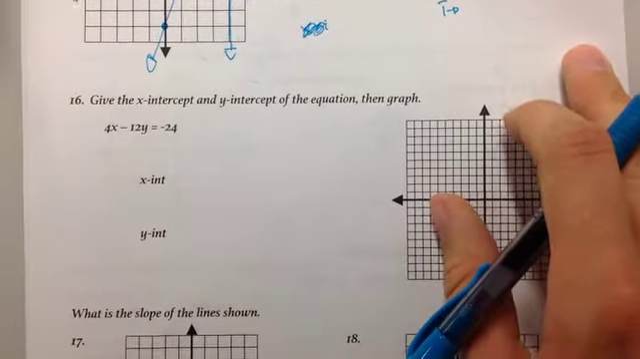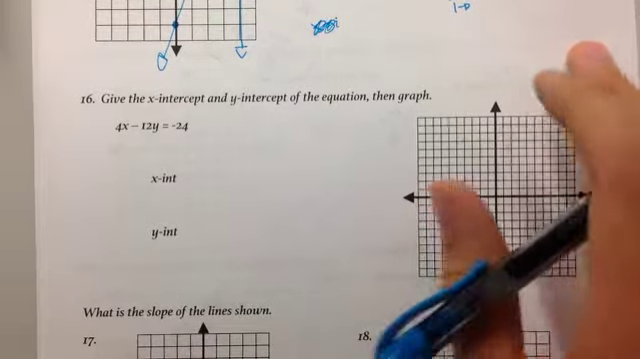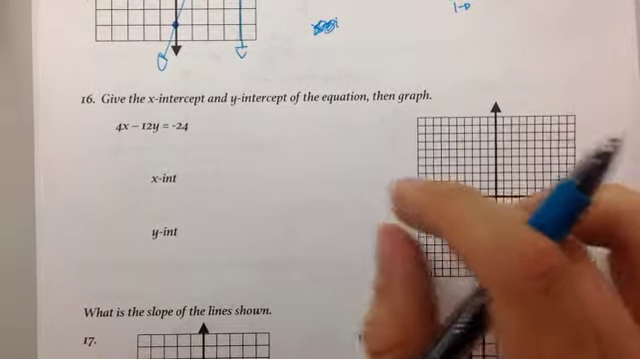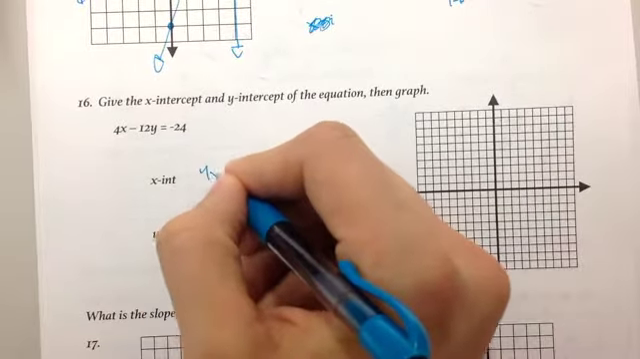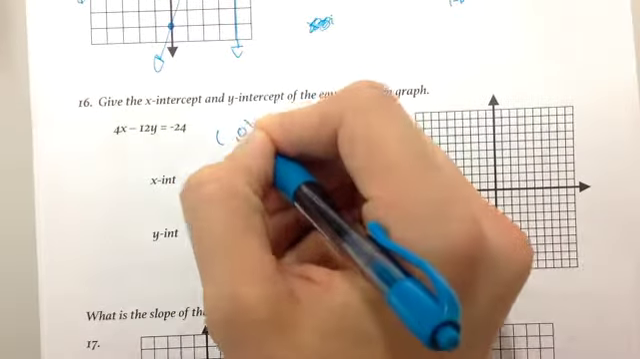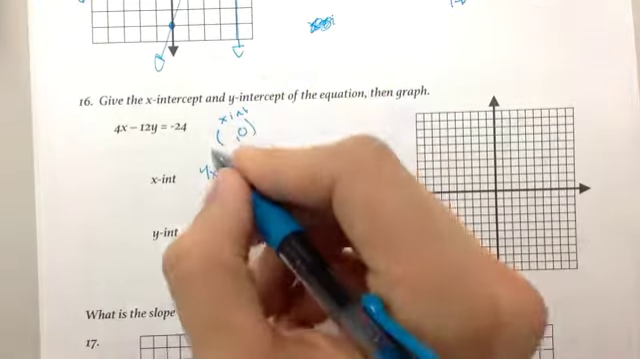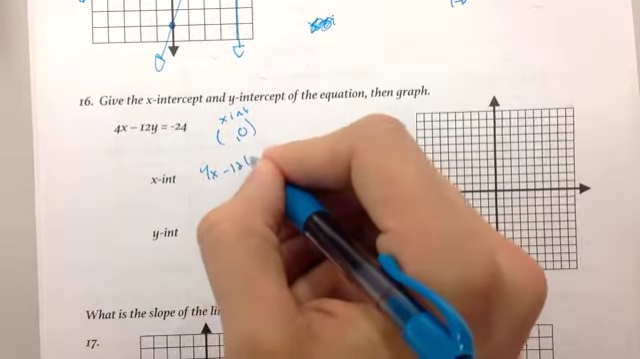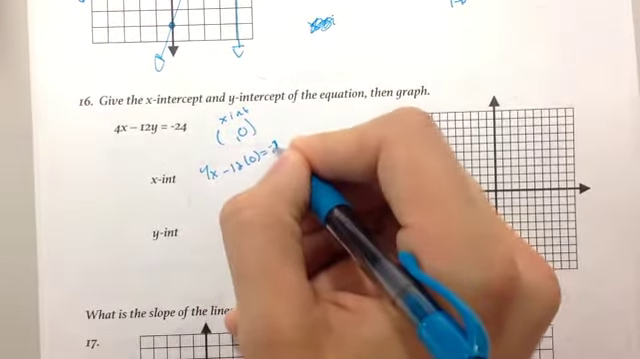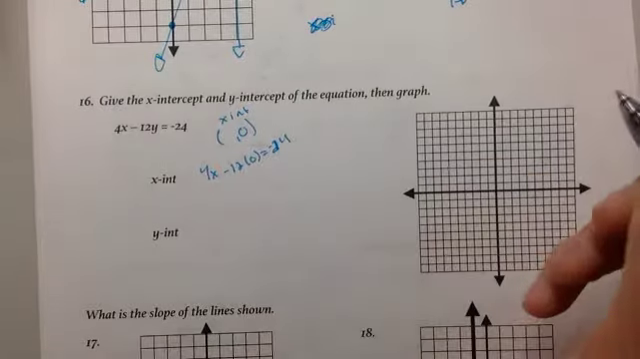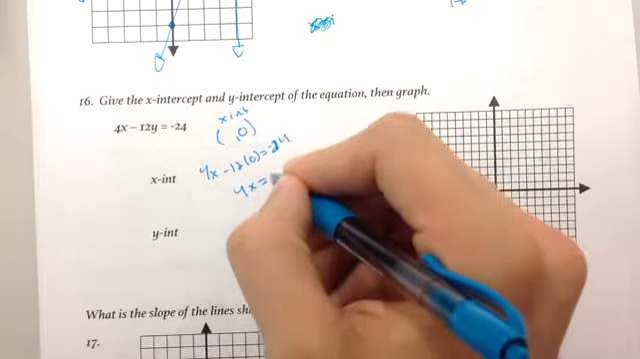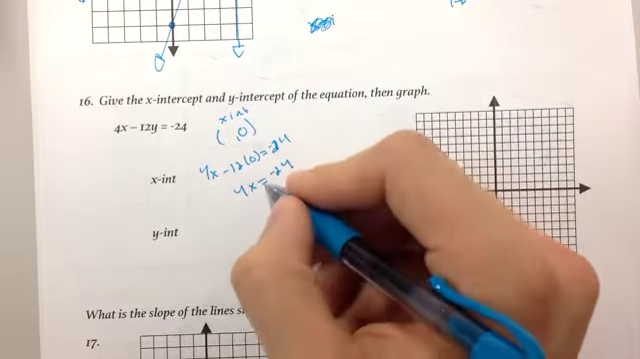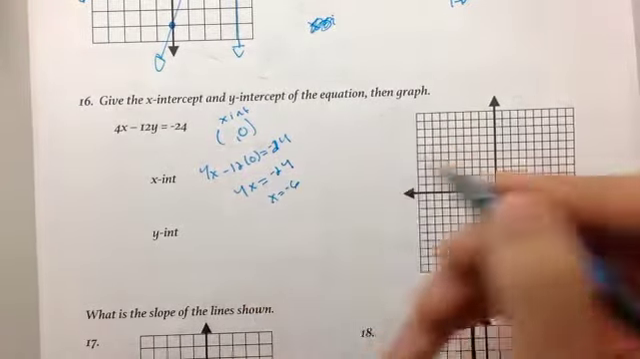Graphing using x and y intercepts. X-intercept. We're going to put a 0 in for y. I have 4x. I know at my x-intercept my y value is 0. So I have 4x minus 12 times 0 is equal to negative 24. So just finding out what x would be when y is 0. I have 4x is equal to negative 24. Divide the 4 off, x is going to be equal to negative 6.